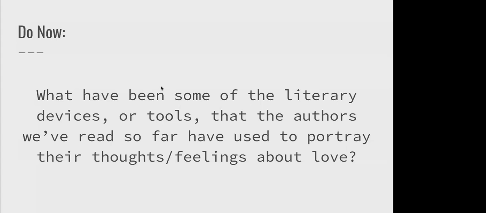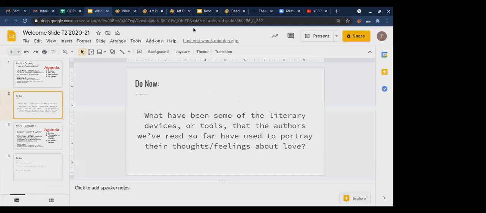So in both of those stories that we read, what are some of the literary devices, or what are some of the tools the authors used to portray their thoughts and feelings about love? This question is more geared towards people who have been in class following along, so Mira, you might need to be the one to help us out on this. But if you haven't been in class and read these stories, think about other stories that you've read, or movies that you've seen, shows you've watched, and the ways those authors portray their thoughts and feelings about love. Do they use a flashback? Do they use something to symbolize a certain relationship? Do they compare love with something or someone else?